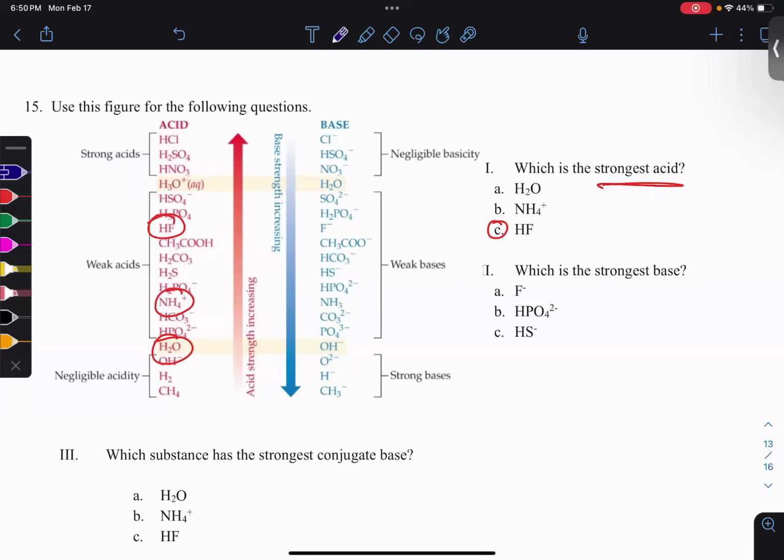Okay, so let's do the same thing for bases. Which thing is the strongest base? Look for them. We have F minus, HPO4 2 minus, so be very careful because the phosphate things show up multiple times, but have different numbers of hydrogens. And then what else do we have? HS minus, so right there. Okay, so based upon that, which of these substances is the strongest base? HPO4 2 minus. Okay, so that's pretty easy when I give you the full chart, but I don't have to give you the full chart.